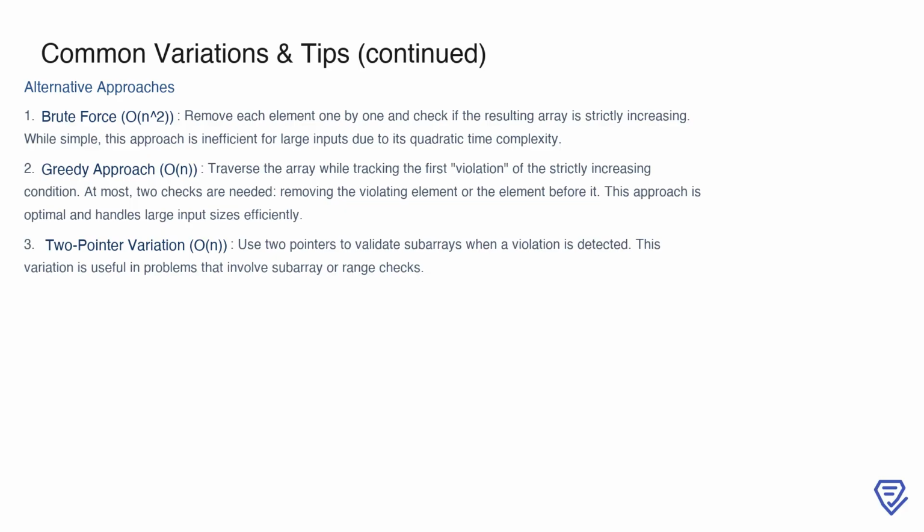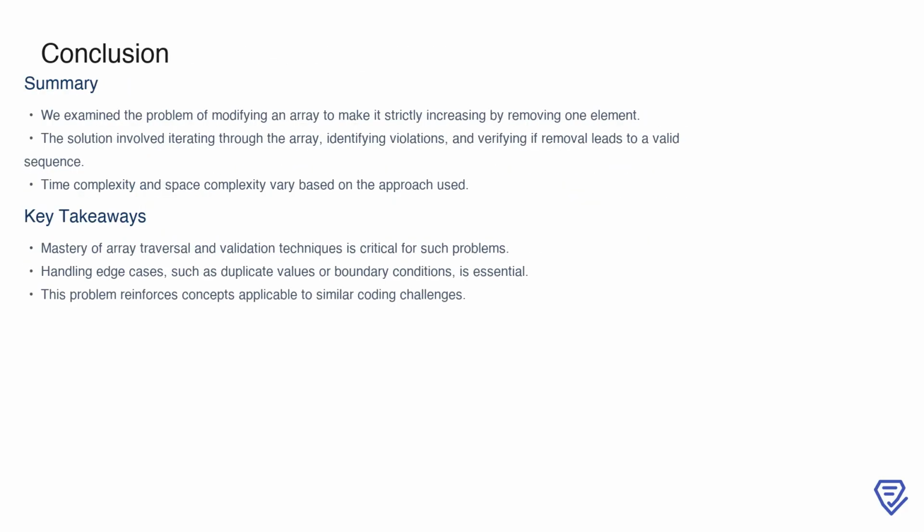Another variation that can be useful in certain scenarios is the two-pointer technique. With two pointers, you can validate subarrays or ranges when a violation is detected, which is particularly helpful in problems that focus on subarray or range-based checks. These alternative methods provide a spectrum of strategies, from simple to efficient, depending on the context and constraints of the problem. Great job! We've now explored the solution to LeetCode problem number 1909.